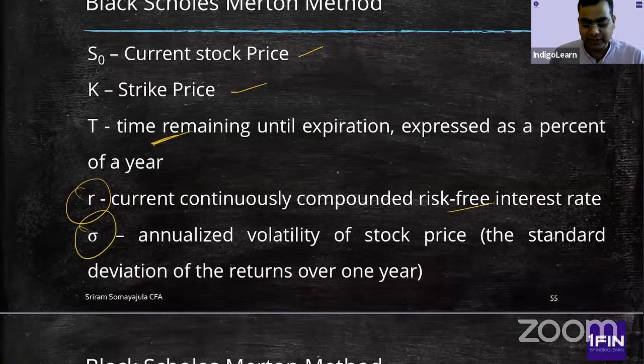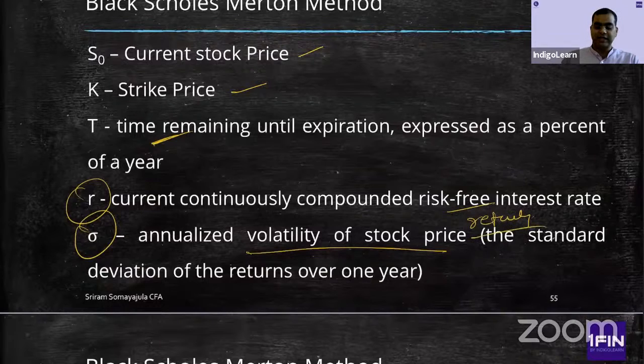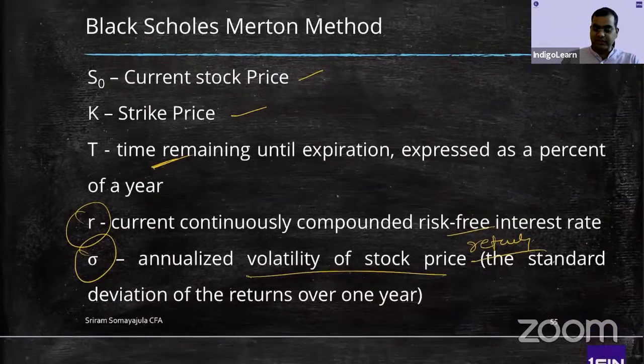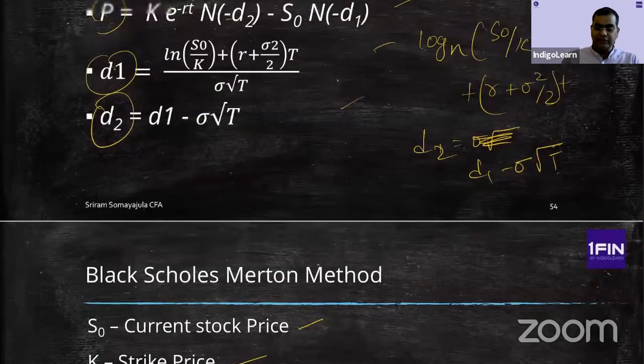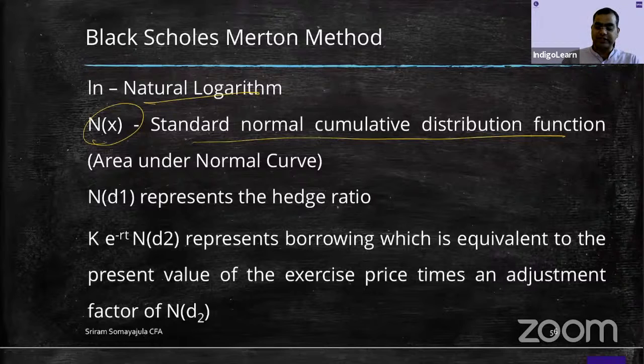Sigma. In this particular methodology, the Black-Scholes method, we use something called sigma, which is the annualized volatility of stock price returns. So sigma is annualized volatility. Then we use the natural logarithm. And then we use the standard normal distribution function, that is, area under the normal curve.